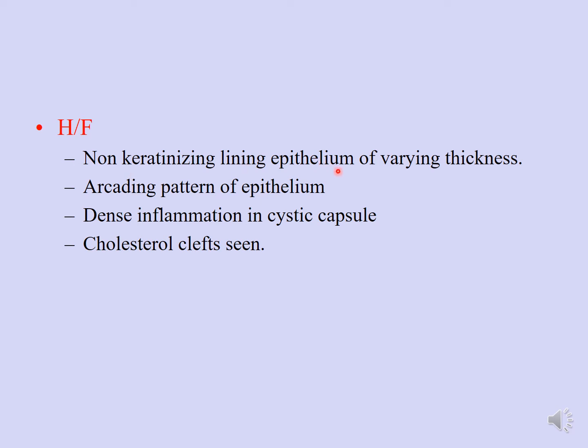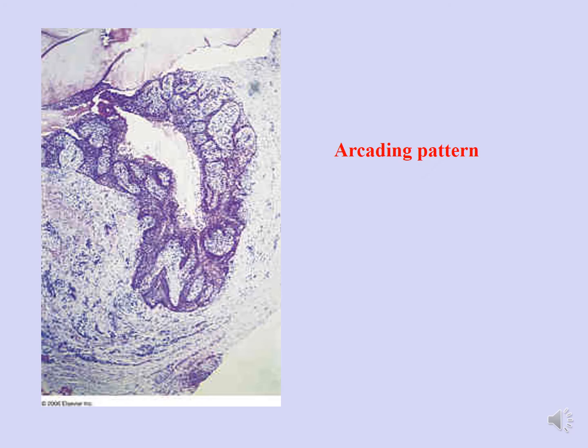So radicular cyst has a lining which is non-keratinized epithelium of varying thickness. It shows an arcading pattern of epithelium because of the inflammation. There is dense inflammation that is seen because obviously caries has triggered this inflammatory response and the formation of the cyst. And we notice something called cholesterol. This is the arcading pattern of the lining epithelium that is actually seen. I'll show you this in the case-based learning slides.